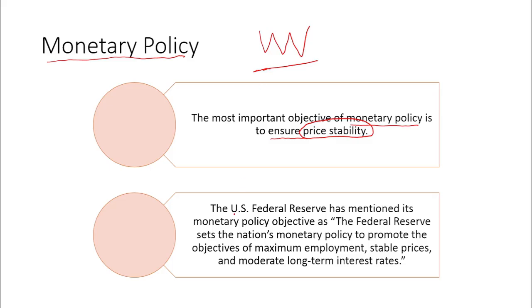For example, let's have a look at the US Federal Reserve. The US Federal Reserve is just like what RBI is to India, Reserve Bank of India, which is the Central Bank of India, right? In the same way, like RBI is the Central Bank of India, the US Federal Reserve is the Central Bank of the USA. And what is the objective of the monetary policy of the US Federal Reserve? They say the Federal Reserve sets the nation's monetary policy to promote the objective of maximum employment. That means maximum people of the country should have employment, prices should be stable, and moderate long-term interest rates. That the interest rates are not very high in the country.